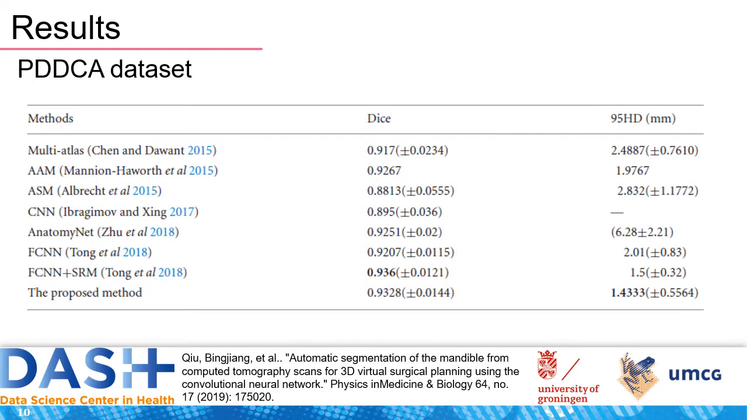We also test the proposed method on the public dataset, namely the PDDCA dataset. We got the best 95 HD value and also the second best dice value.